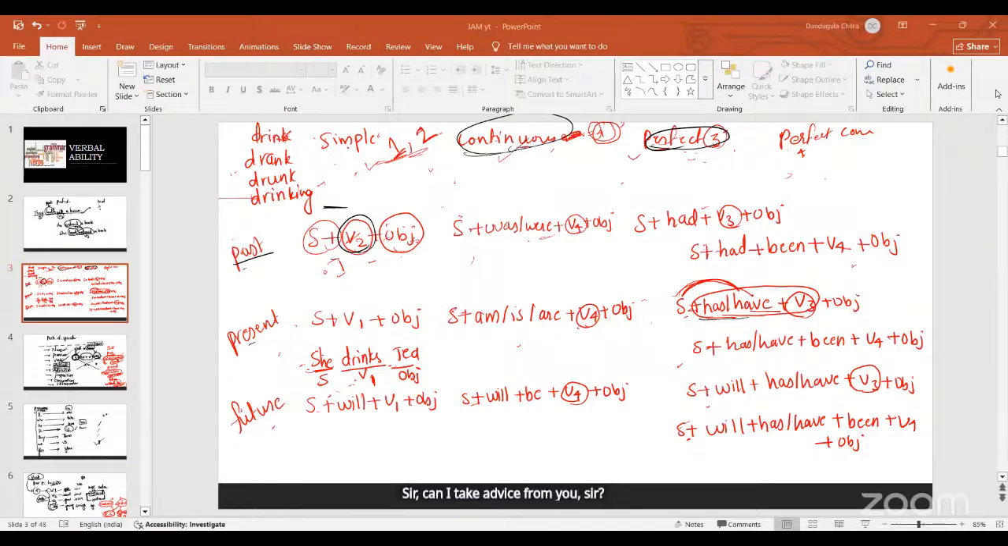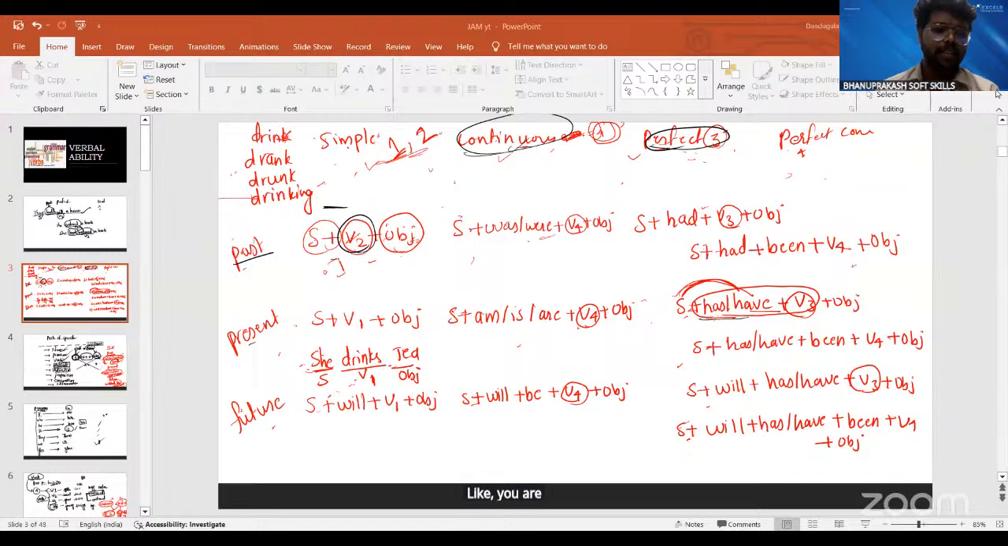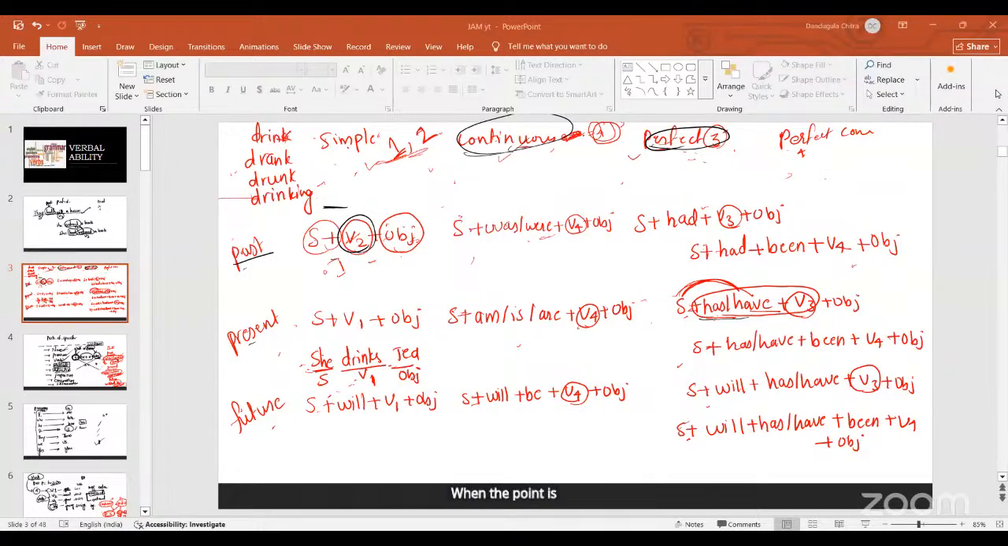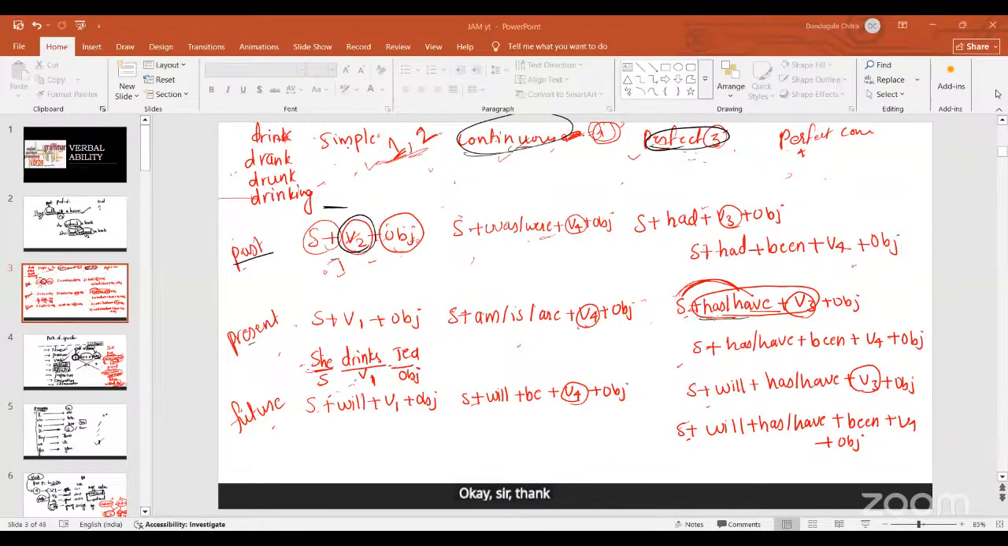Sir, can I take advice from you? Yes, Yashaswini. Sir, before group discussion, when I am talking, I am just coming out of my senses. How can I control that, sir? When the point is opposing me, I cannot control my senses. Yes, that's what emotional intelligence means. We need to have that command. I'll talk about it whenever I get time, so you can just remind me in the next class. Okay, sir. Thank you, sir.